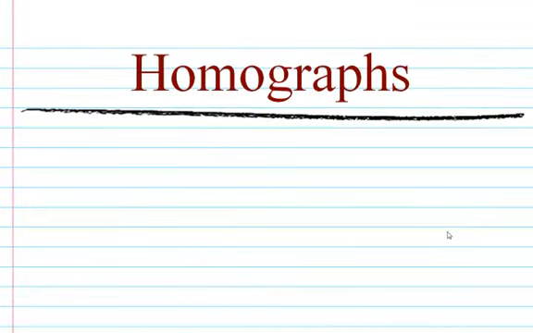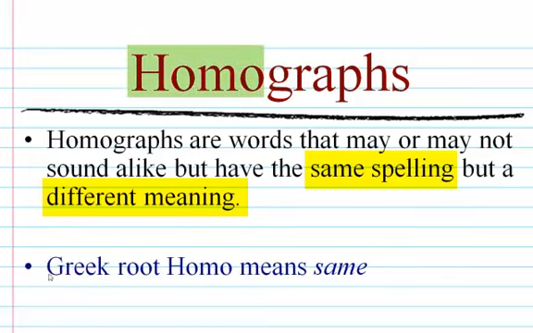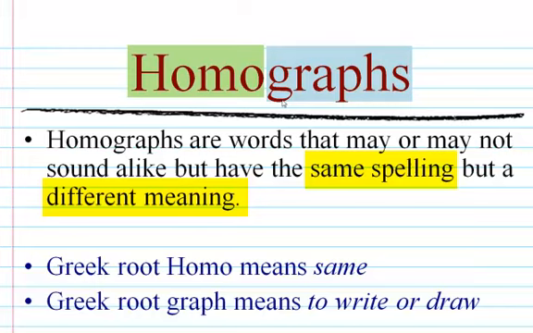Alright, so then what are homographs? Homographs are words that may or may not sound alike, but have the same spelling, but a different meaning. Alright, well this sounds very similar to a homophone, so let's look at the Greek word parts. Okay, as we talked about earlier, the Greek root homo means same. So now we have a Greek root graph, which means to write or to draw. So this word means same drawing or same writing. Notice the definition again. Homographs are words that may or may not sound alike, but have the same spelling, but a different meaning. So same spelling, same written way, different meaning.